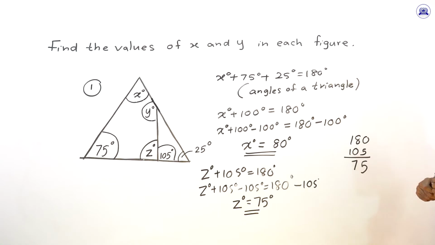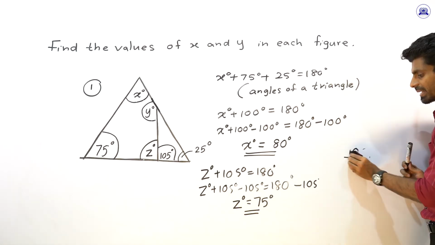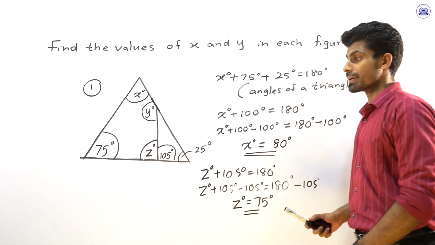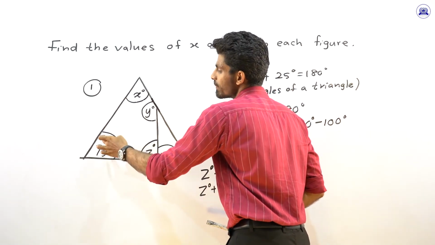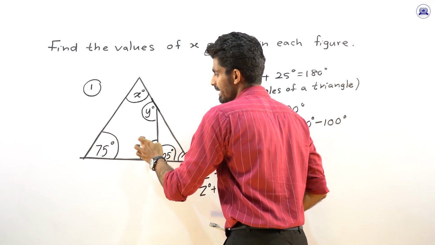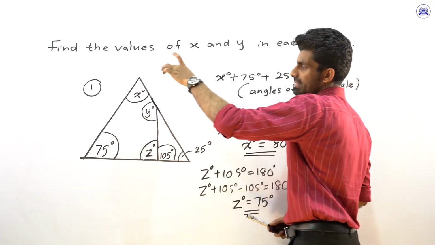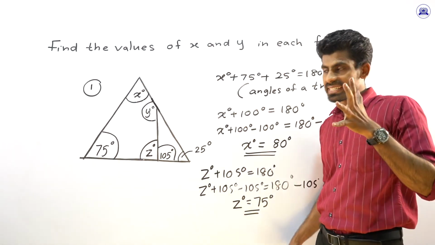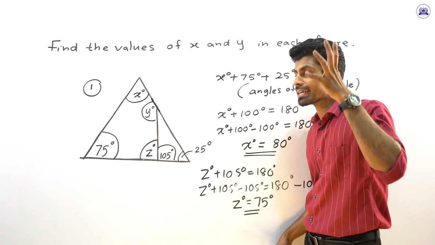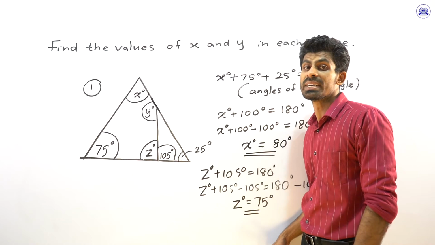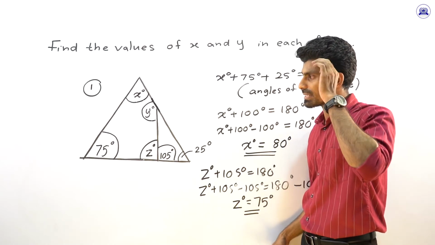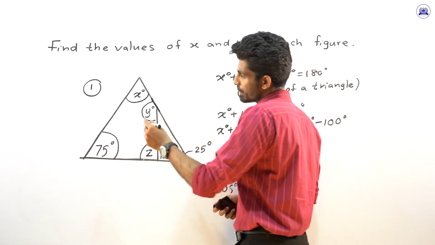Now we can find out the value of y. How to find the value of y? We know that all these four angles equal 360. What is the theorem? Interior angles in a quadrilateral equal 360. So we can do that one. Let's see how to do that one, right?